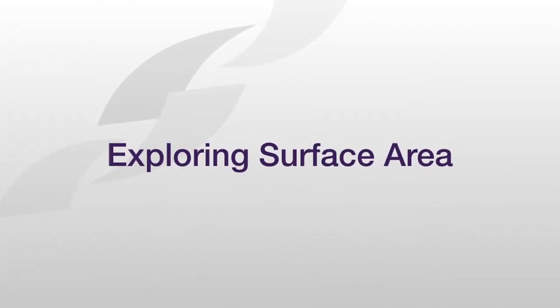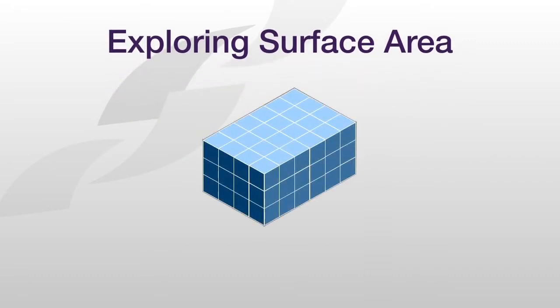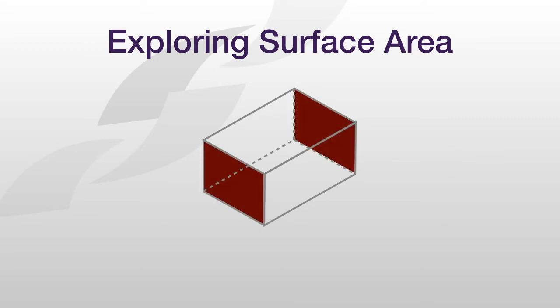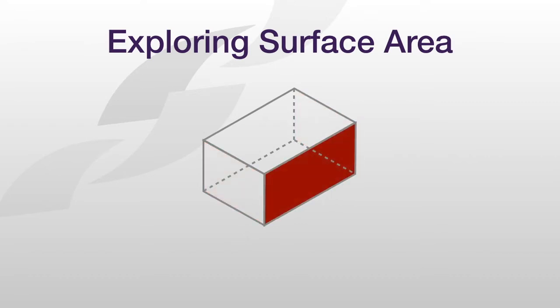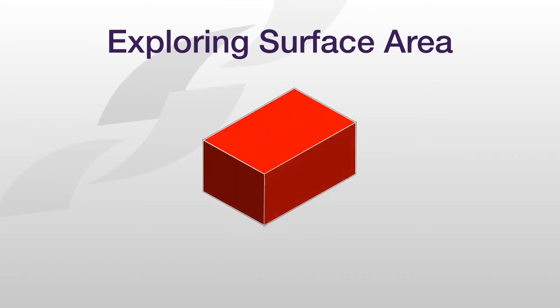We are now ready to explore surface area. Recall that the surface area of an object means how many squares it takes to cover the object. Here is a different view to help us see all the faces of a prism more clearly. There is a left face and a right face, a front face and a back face, a top face, and a bottom face. So in total, there are 6 faces. The surface area will be the total area of these 6 faces.